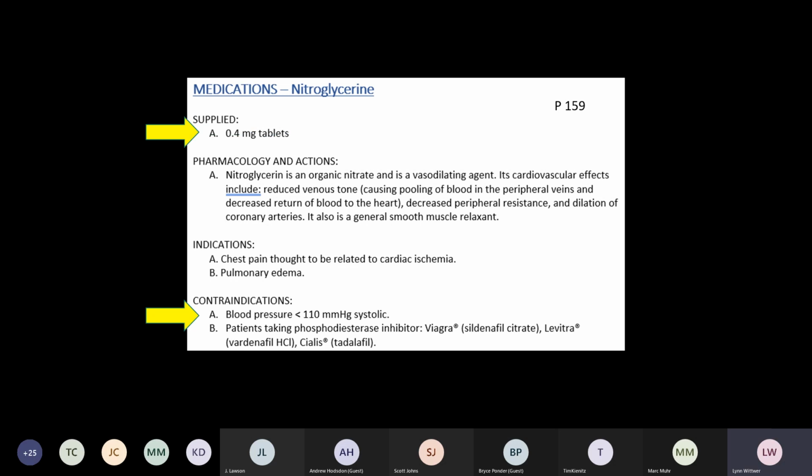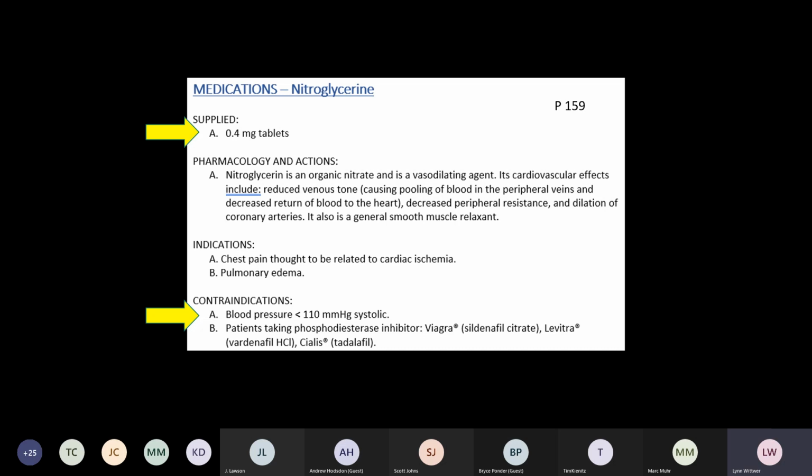Okay, medications, changes, nitroglycerin. Most of our nitroglycerin in the county is 0.4 milligram tablets. Nitroglycerin is an organic nitrate. Vasodilating agent, cardiovascular effects include reducing venous tone, which causes pooling of blood in peripheral veins, decreasing return of blood to the heart, so it drops your preload, decreasing peripheral resistance, drops your afterload, and dilatation of coronary arteries. It's also a general smooth muscle relaxant and actually has some GI effects as well.